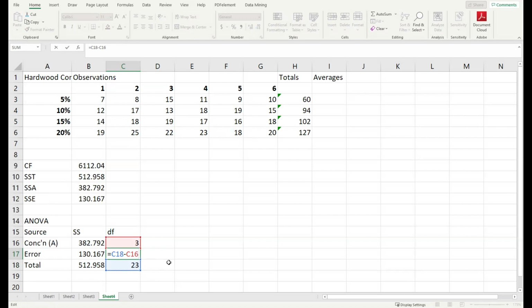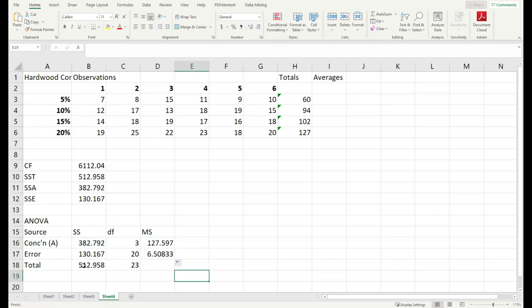Error is just the difference between the total and the factors. Okay, so after degrees of freedom, we next have your mean square. We call this the MS value. So MS value is just our SS divided by DF. Okay? So this, I can now drag down.